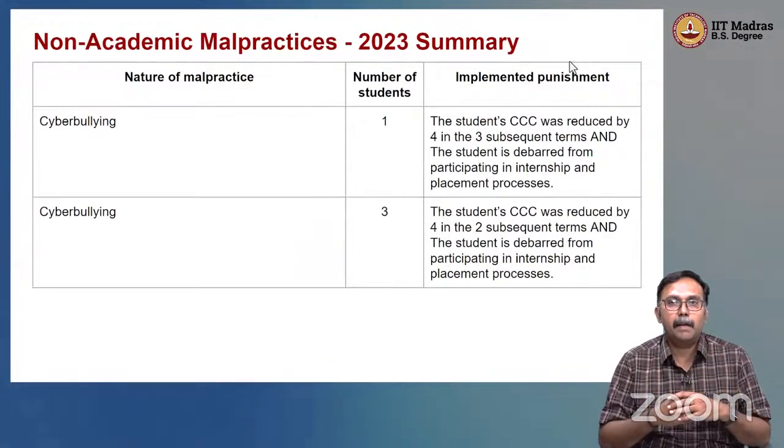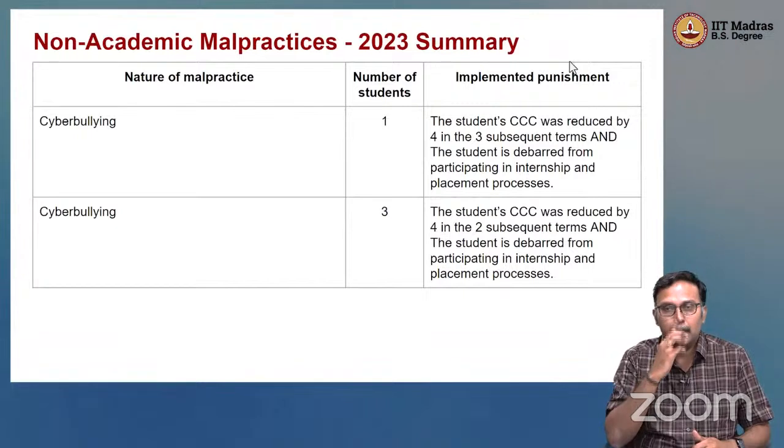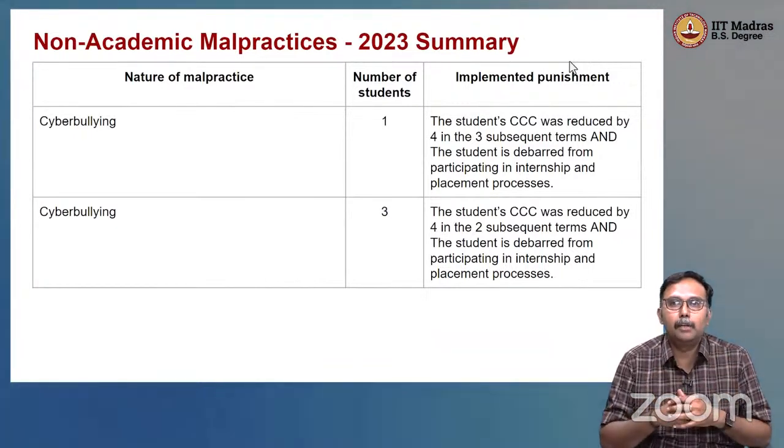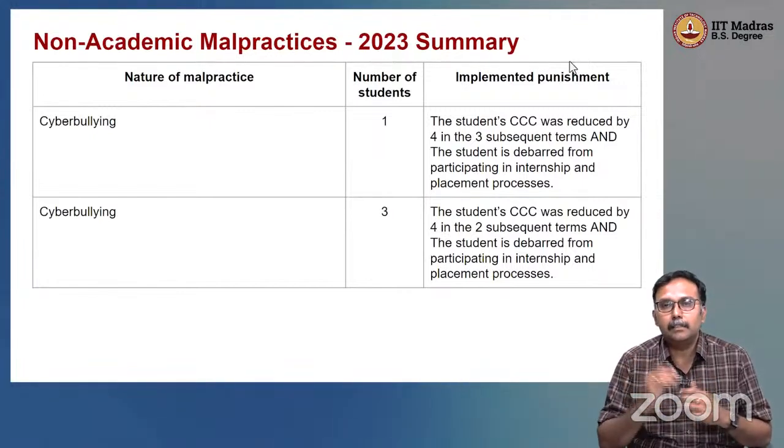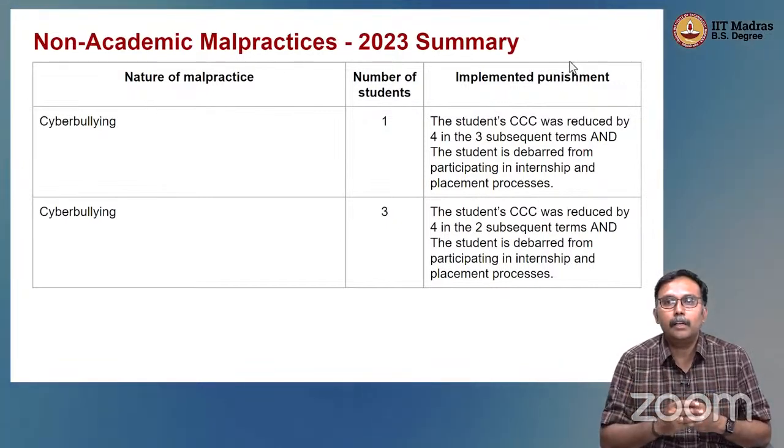In case of non-academic malpractices, we have had cases where we had to deal out very serious punishments. One of the students who was caught in a cyberbullying violation was penalized by reducing the CCC by 4 for the 3 subsequent terms, which means this student cannot register for any courses over the next 3 terms. And the student is also debarred from participating in internship and placement processes.